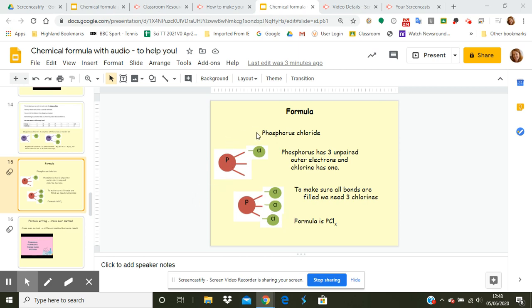Okay, so we looked at how to write chemical formula using these arms, and arm diagrams. I don't really know what they're called. You can use this method.